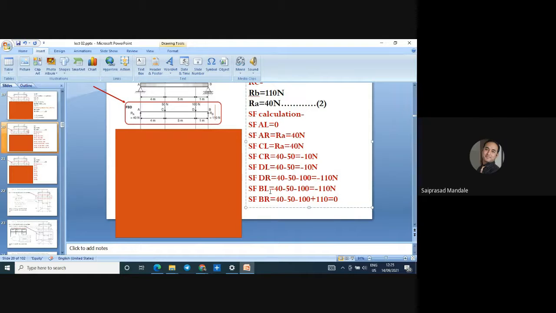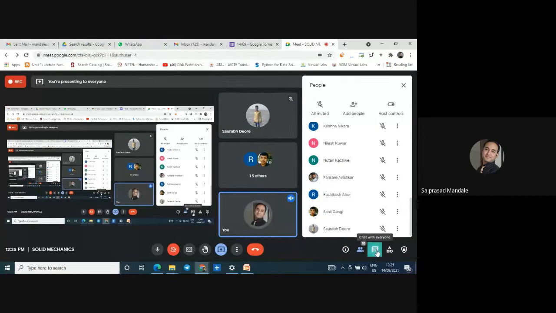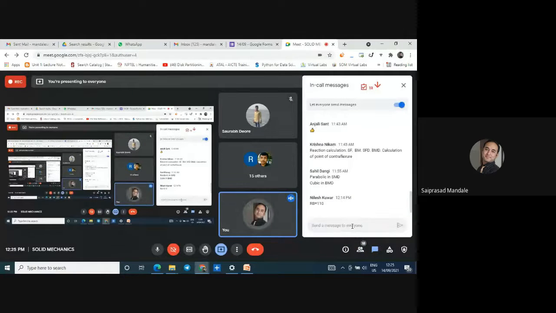If anybody is having any doubt with this calculation, please ask me. If it is clear to each one of you, then go ahead and type in the chat box clear. If having any doubt, just unmute and talk to me directly with regard to any issues.